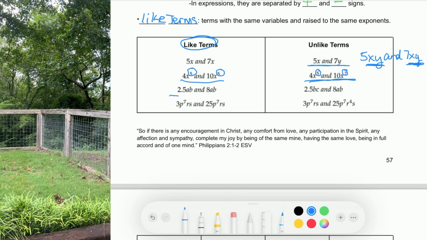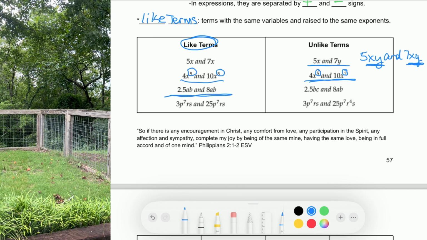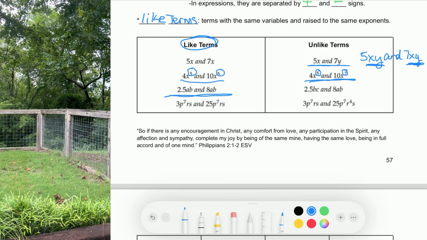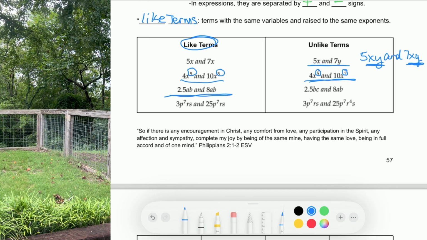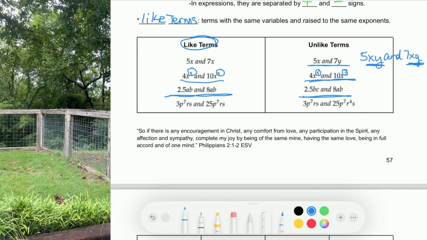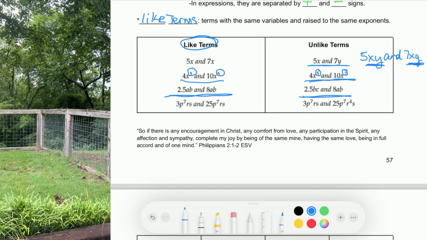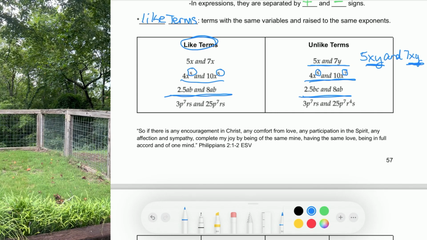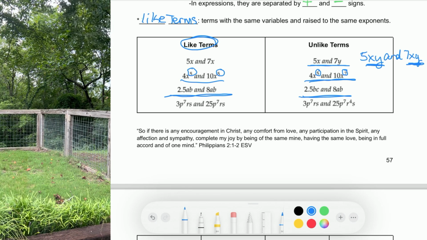All right, now back to the like terms side. Let's look at this one right here, 2.5 times AB and then 8 times AB. So we have AB and AB. That's alike. So those are like terms. Now on the unlike side, we have 2.5 BC and 8 AB. Well, you'll notice they both have a B, but one of them has a C and the other one has an A. So those are not alike.